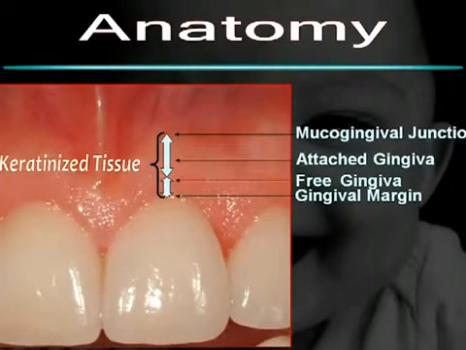The attached gingiva is the portion of the keratinized tissue that is bound down and extends from the base of the sulcus to the mucogingival junction. The base of the sulcus is found by probing.